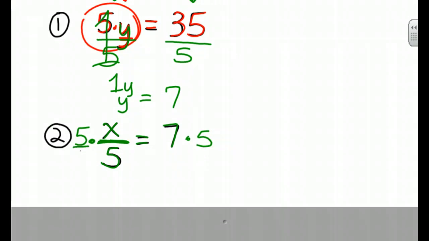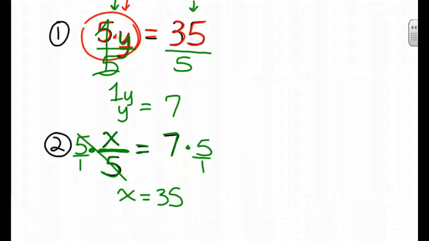And we could even say this is 5 over 1. So 5 times x over 1 times 5. That would just, again, give us 1. These two cancel out. This is going to give me x equals whatever 7 times 5 is, and that's 35.